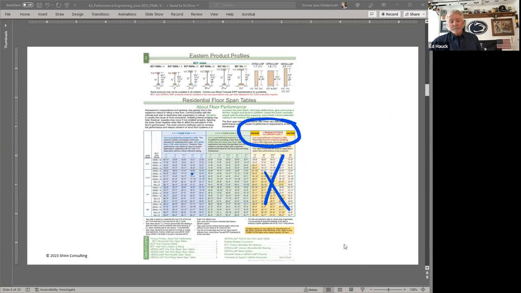The next slide is, if you have not seen this, you are leaving money on the table. See, the far right is below code. It's at minimum standard.